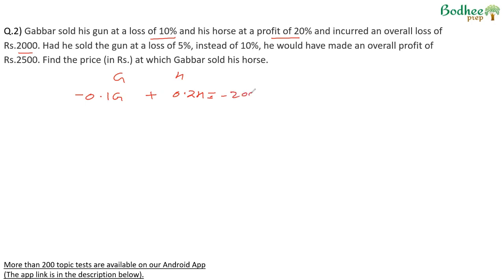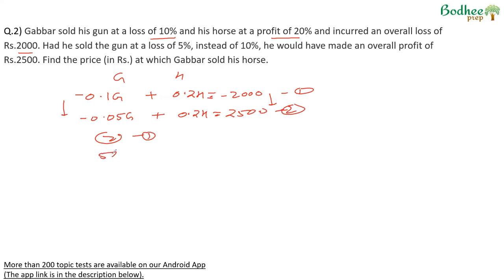So negative 2000. Had he sold the gun at loss of 5%, 5% of G, 0.05 G negative loss. The horse is still at the same profit. He would have made an overall profit of 2500. Now we can take these as equation 2 and 1, subtract 1 from 2, or we can directly say when the loss here falls from 10 to 5%, so there is 5% lesser loss on the gun, which leads to a change in profit of 4500 rupees from negative 2000 to positive 2500.